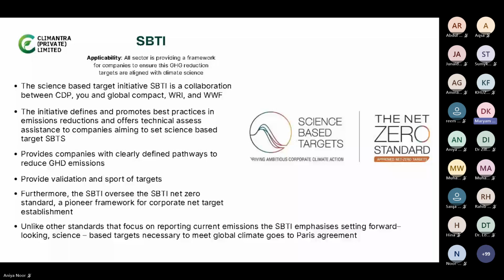SBTi targets, anyone? Oh, that's great. I know that Nishat is working on it. Okay. In Pakistan, many textile industries.